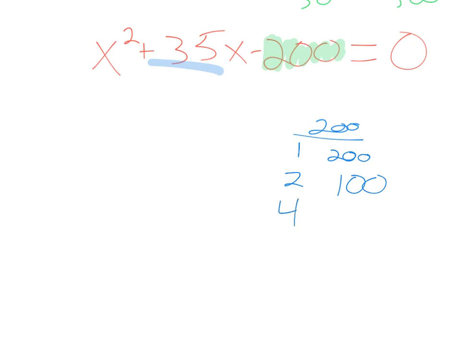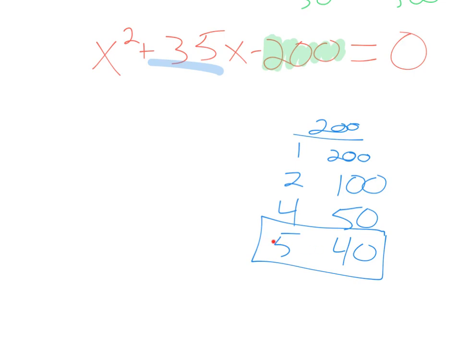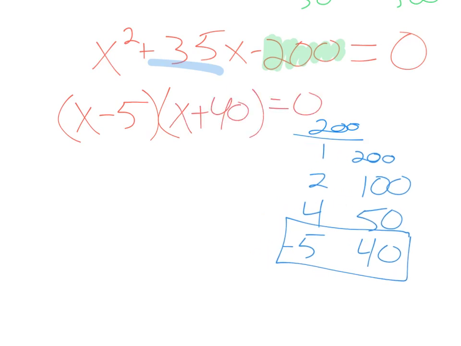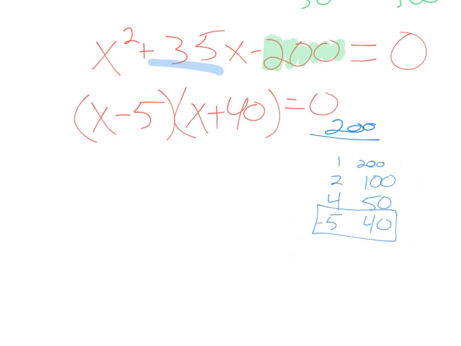4 does. 4 and 50. No, that's not going to do it. It ends in a 0, so I know 5 goes into it. So 5 and 40. Ooh, 5 and 40. I think that could do it. So 5 and 40, I could combine those to get a 35 if the 5 was negative. So I could factor this thing out into x minus 5 and then x plus 40. So I've just factored that quadratic.